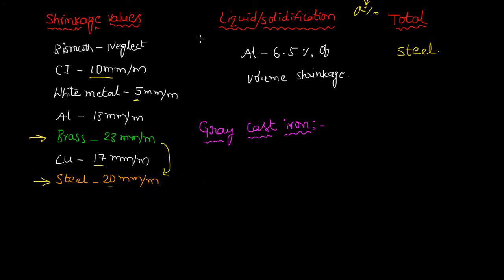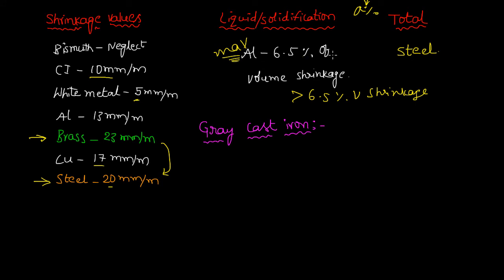If you look into the liquid or solidification contraction, the highest value is for aluminum only. This is the maximum value. It will shrink by 6.5% of volume shrinkage. So you have to make the riser volume greater than 6.5% of volume shrinkage. Then only you can compensate for the shrinkage, right?